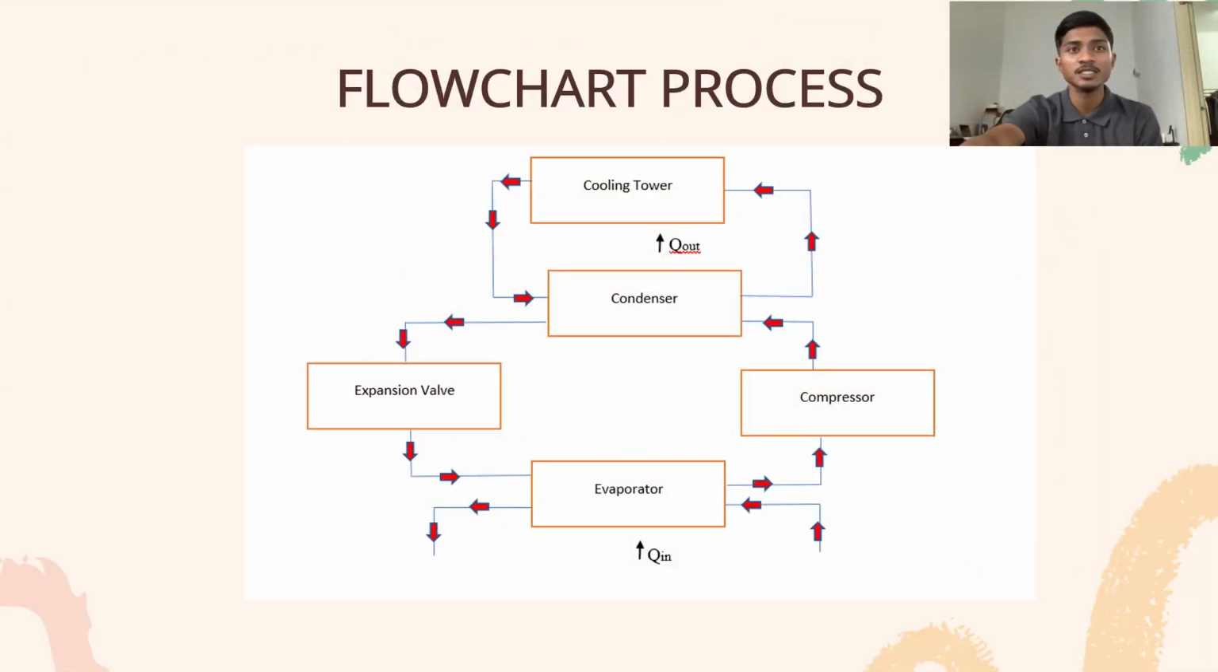For flowchart process, the compressor takes the low pressure vapor from the evaporator and compresses it into high pressure vapor. The pressurization raises the saturation temperature, allowing the vapor to be condensed at a higher temperature. The condenser, a heat transfer device, removes the heat added to the refrigerant in the evaporator and the heat of compression by transferring the heat to a medium which is lower in temperature such as water or air.